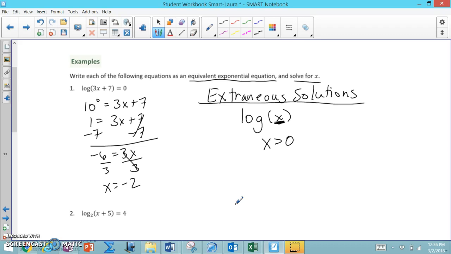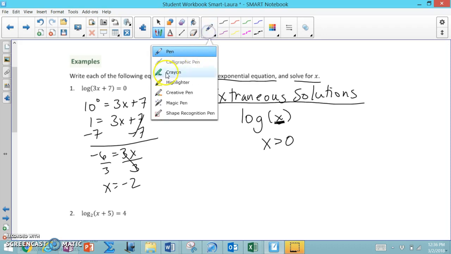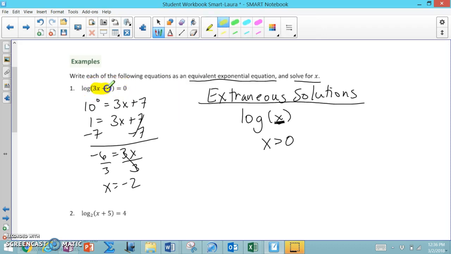So really, in this problem, for example, I need to take what we're taking the log of, the 3x plus 7, and make sure that when I plug negative 2 in, I actually still get a positive number. You could take what's inside the parentheses, 3 times negative 2 plus 7, negative 6 plus 7, I get 1, that is greater than 0. So that is an answer. If my answer was 0 or less than 0, I would call it an extraneous solution.